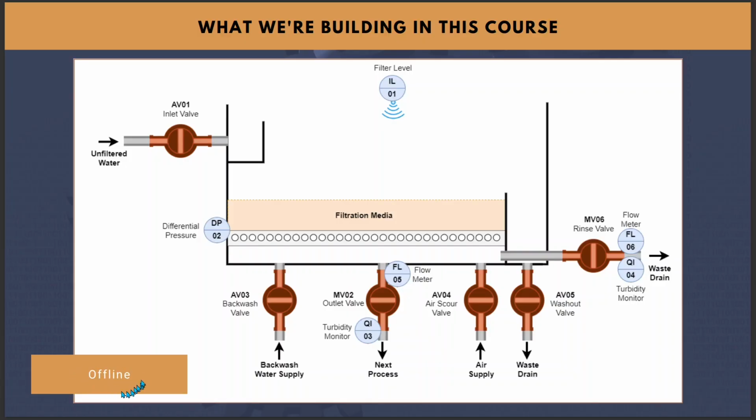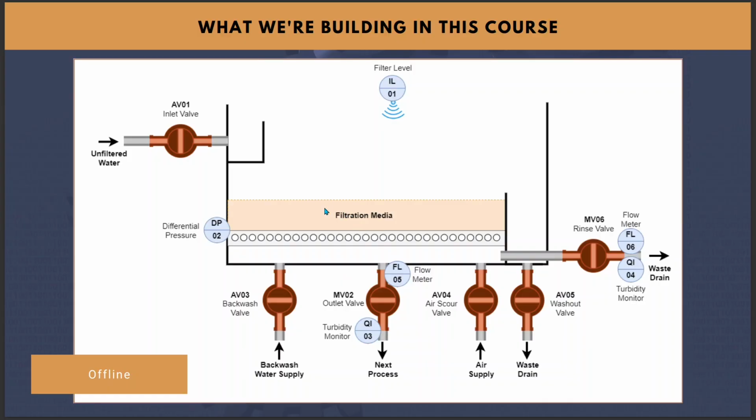There's going to be various states which we can see down here in the bottom left. This one is offline, and we're bringing in our unfiltered water up here. So let's just go through the individual assets. We've got our inlet valve, backwash valve, which is used for cleaning, our outlet valve, which is where our post-filtered water goes. We have an air scour valve, which agitates the media as part of the cleaning process. We have a waste drain to remove any dirty water as part of the cleaning process, and a rinse valve, which is also part of the cleaning process to help remove some of the water that ends up underneath the filtration media following a clean.